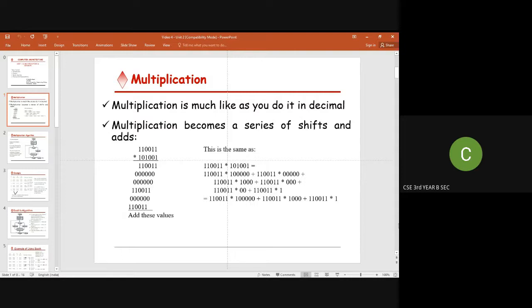This is like a series of shifts and adds. We shift the multiplicand, and finally we add. So this is the normal procedure for binary multiplication.